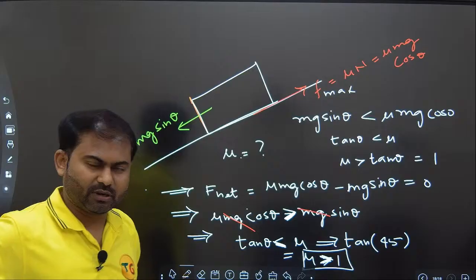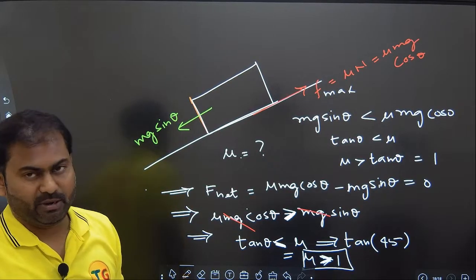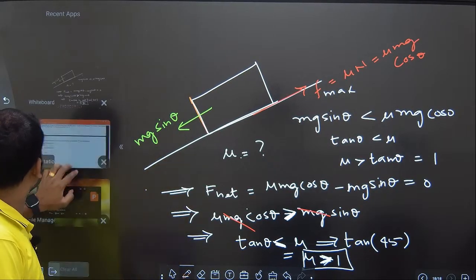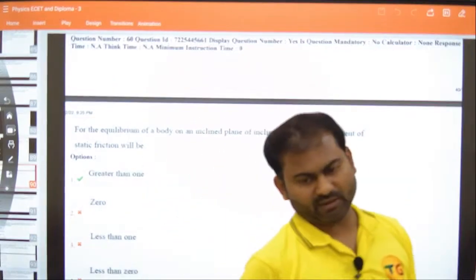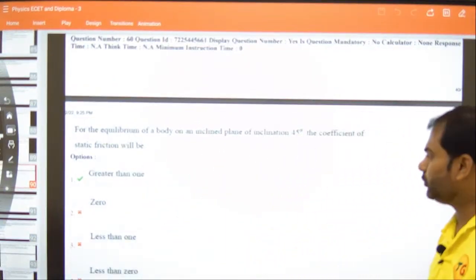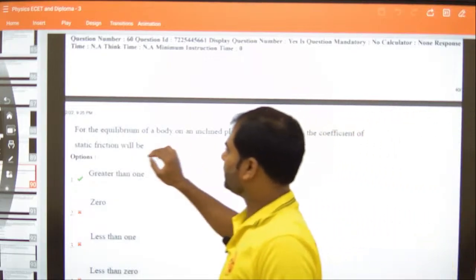That's how the mu value comes out to be greater than 1. So the coefficient of friction value here is greater than 1. Clear? That's how we need to solve this question. Clear? I hope there is no confusion.